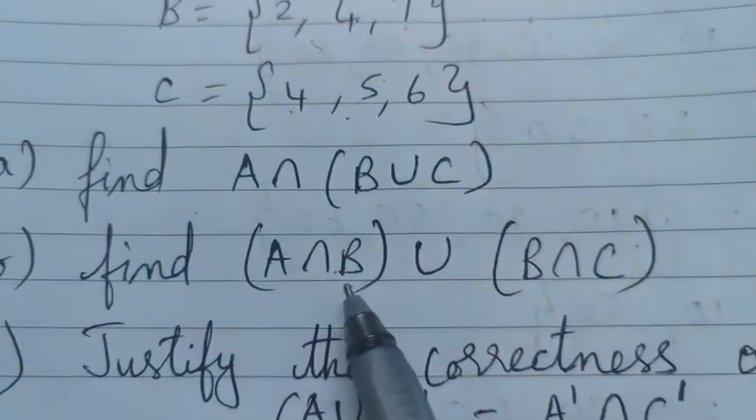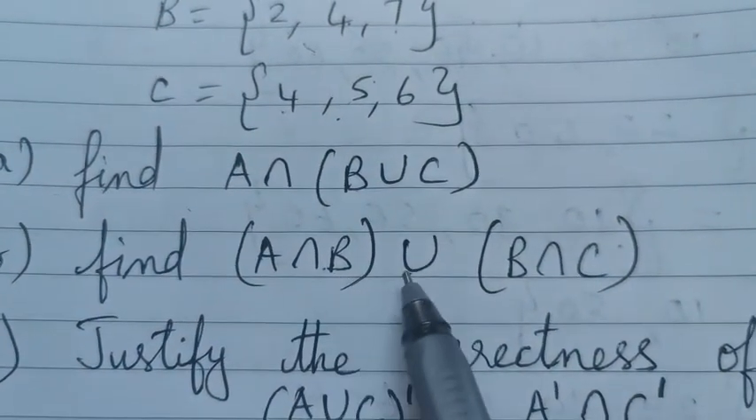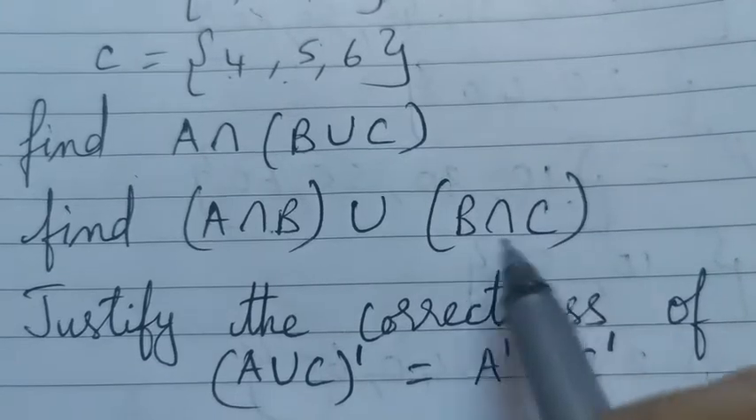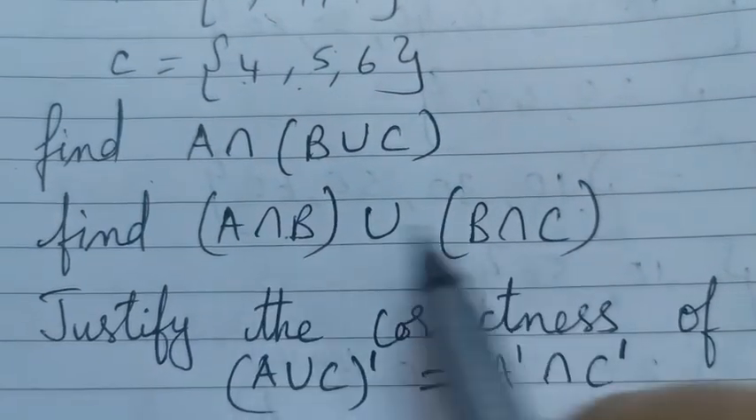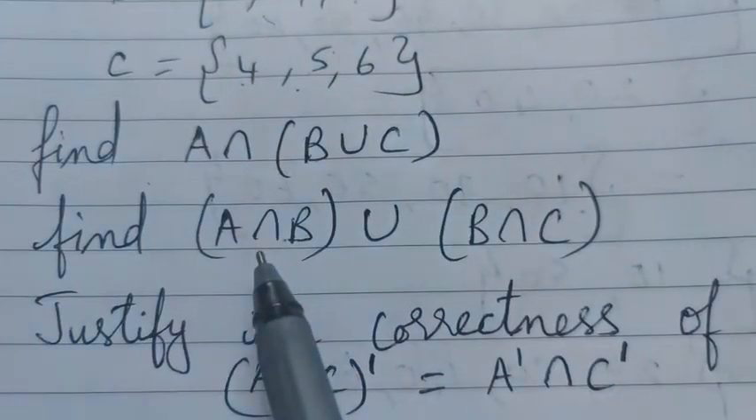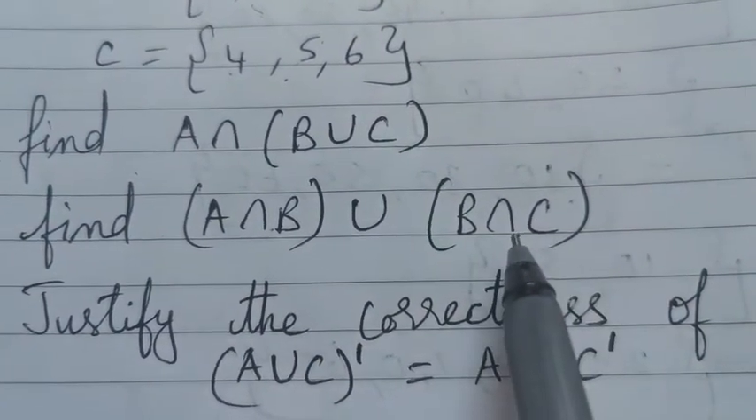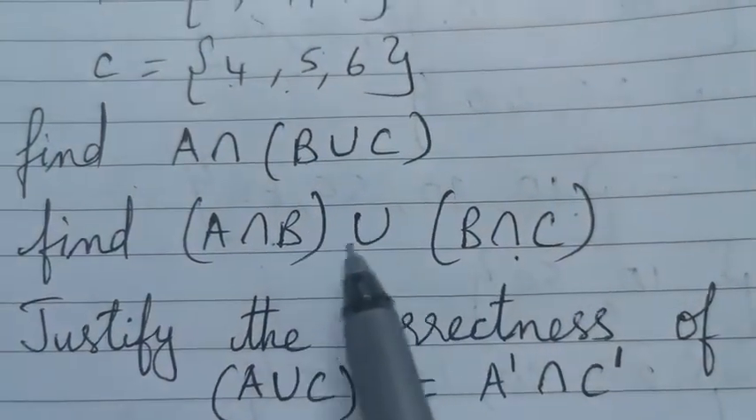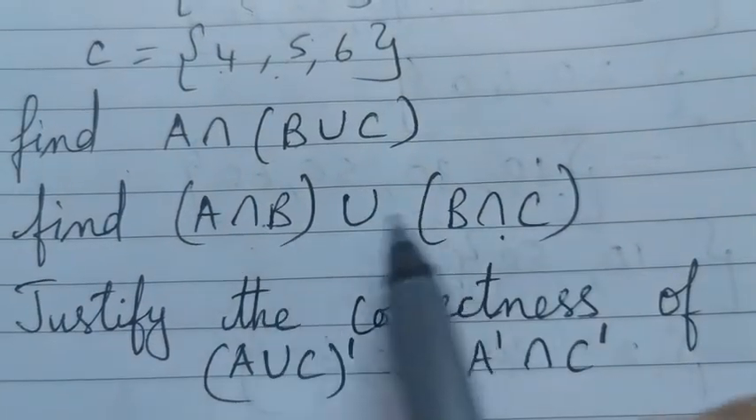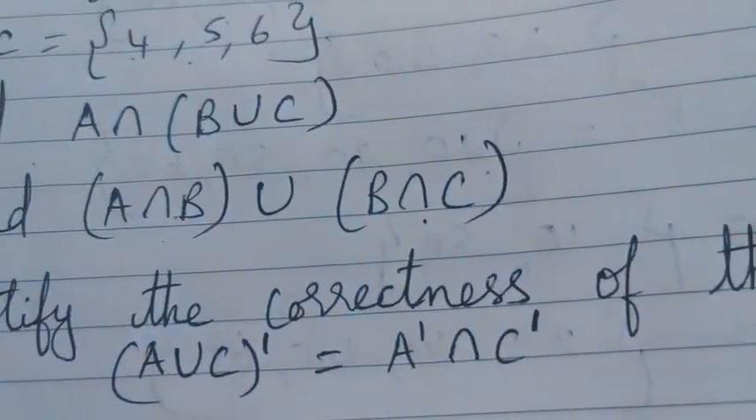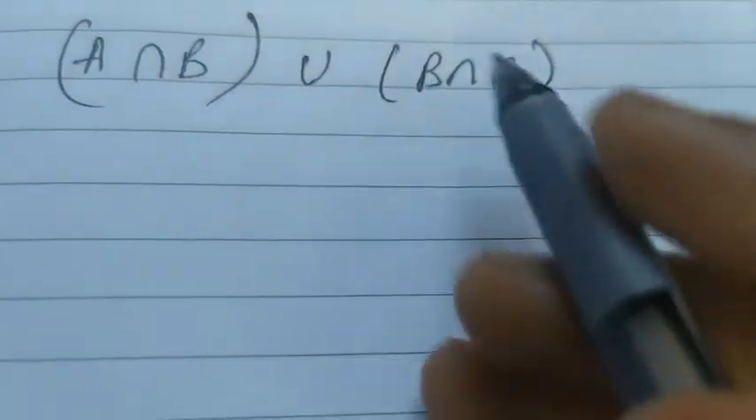Moving on to question number B, we are asked to find (A intersection B) union (B intersection C). So here we have two brackets. So first we will find the first bracket. Next we will find the result of the second bracket and then find the union of those two sets obtained. So I need to find A intersection B union B intersection C.